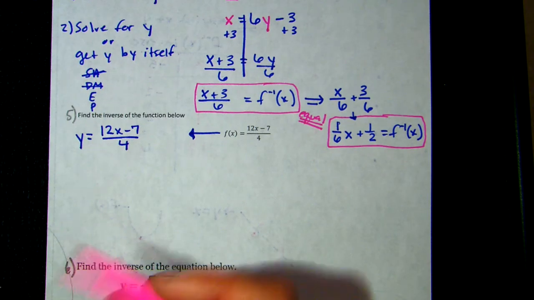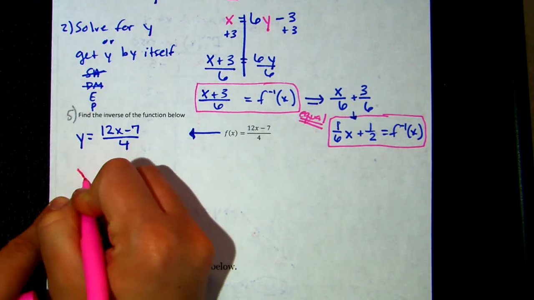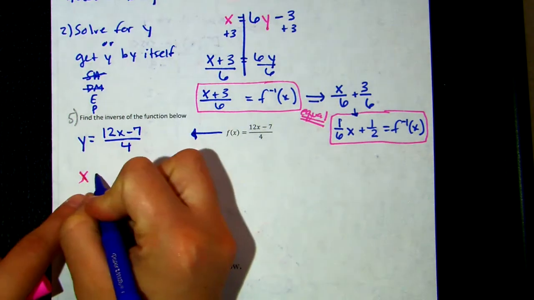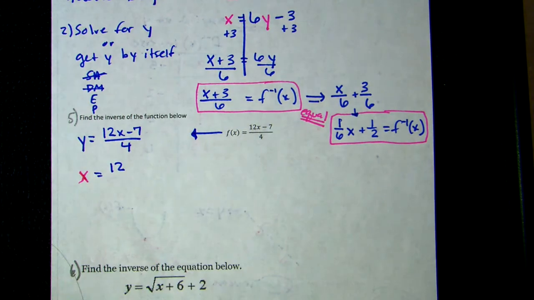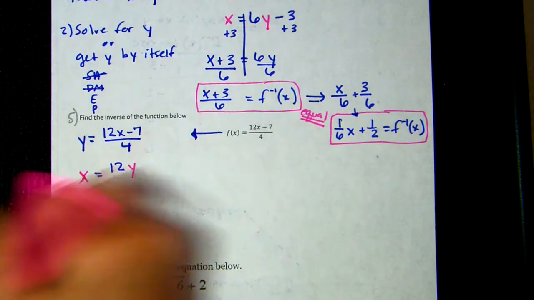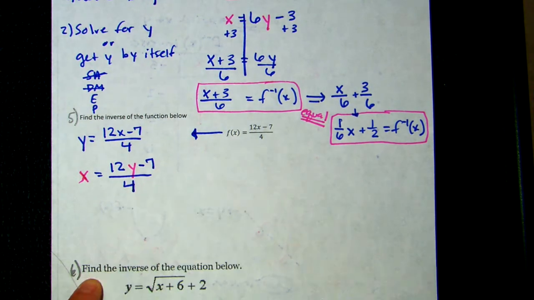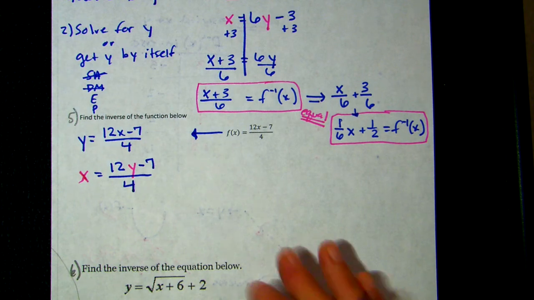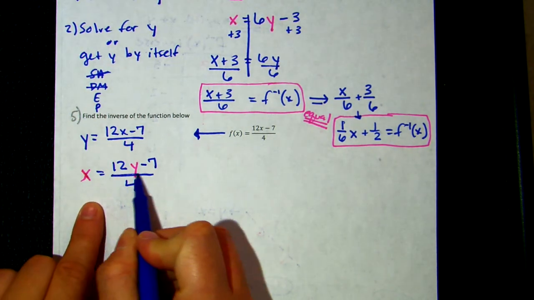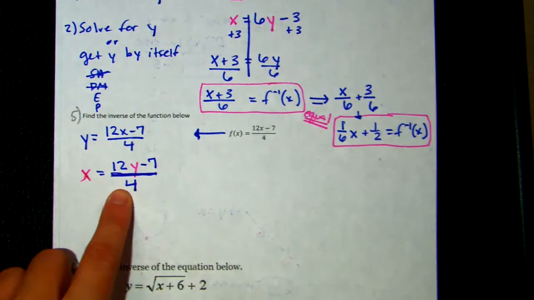And then the first thing I do is switch those x and y values. So x is equal to 12y minus 7 over 4. So now that I've switched x and y, I can solve for y. Here's the tricky part here. This is all over, or divided by 4.